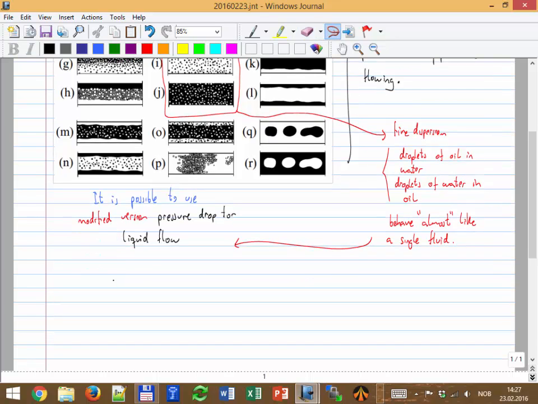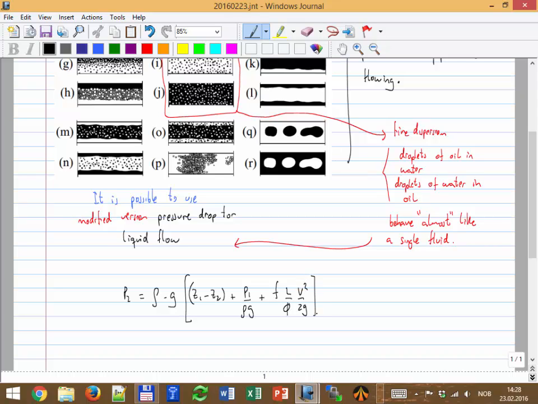And how do I do that? First, if you remember the equation, does anyone remember the equation? It was P2 equal to density times gravitational acceleration, then Z1 minus Z2, plus P1, plus, was it something like that? I think so.